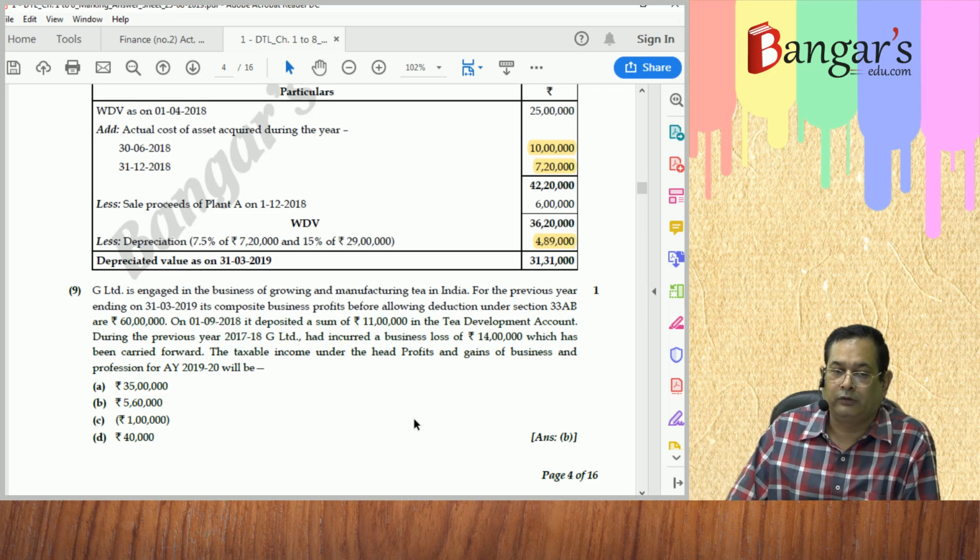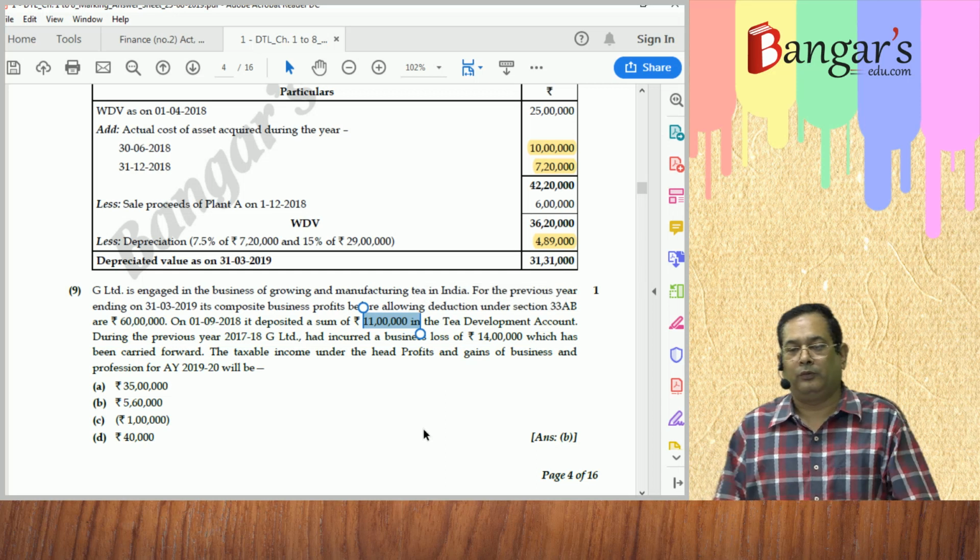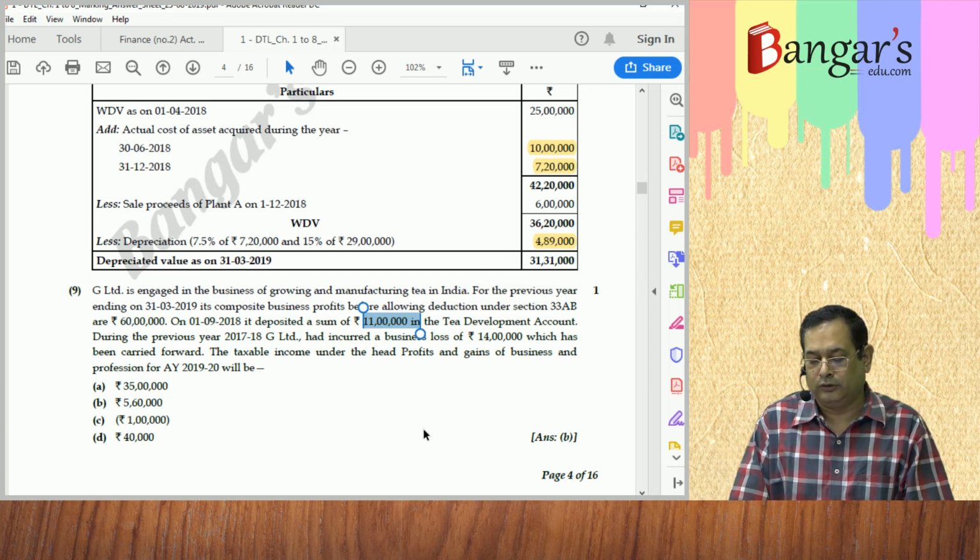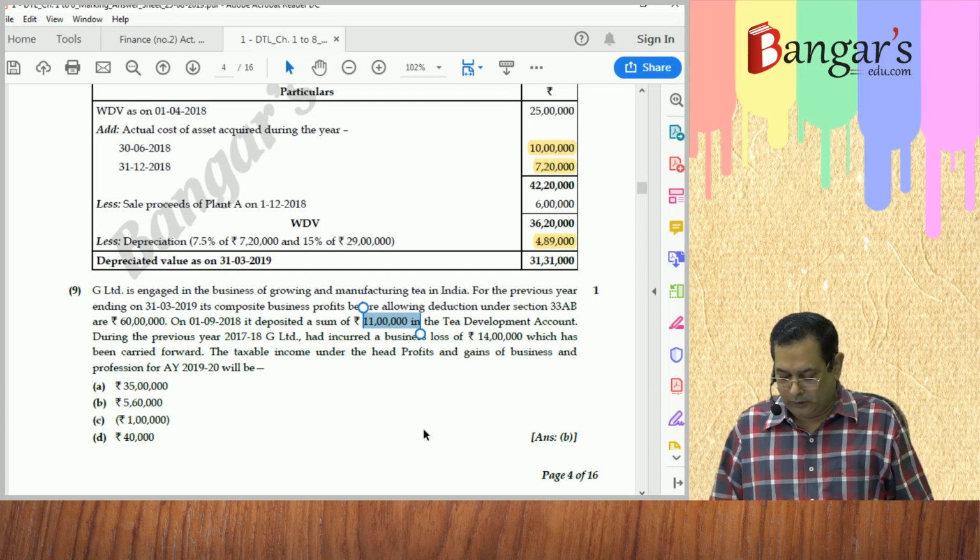The next question is G Limited is engaged in the business of growing and manufacturing tea in India. For the previous year ending 31/3/19, its composite business profits before allowing deduction under 33AB is 60 lakh rupees. So 60 lakh was before allowing deduction, and they have deposited a sum of 11 lakh rupees in the tea development account. So 11 lakh rupees has been deposited in the TDA account on or before the due date of what?